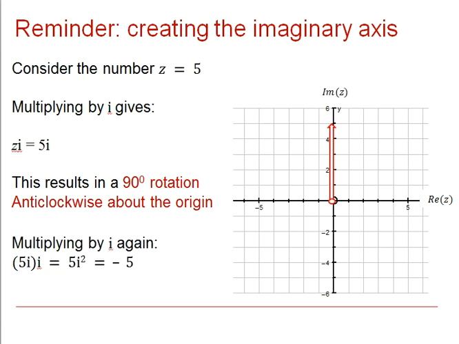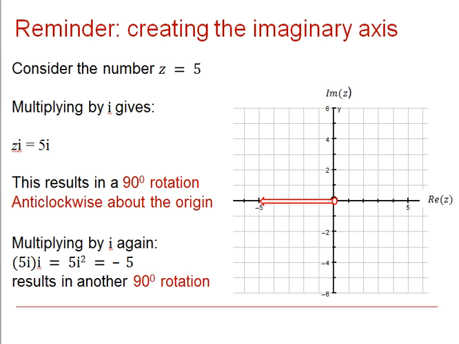If we were to multiply by i again, remembering that i squared equals minus 1, then we would have minus 5, resulting in another 90 degree rotation and negative 5 along the real axis. If we were to multiply by i yet again, remembering from previous sessions that i cubed equals minus i, and that i to the 4 equals plus 1, you would find further rotations taking us round to the negative imaginary axis and the real axis again.